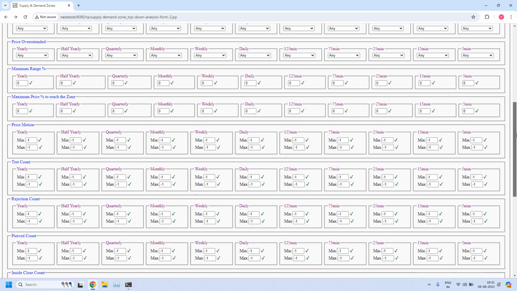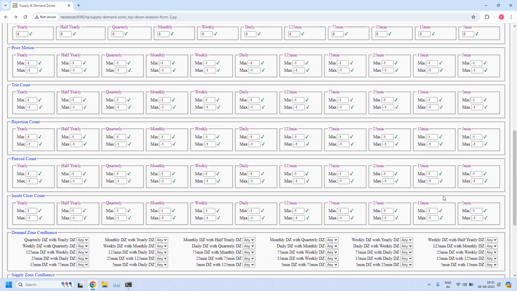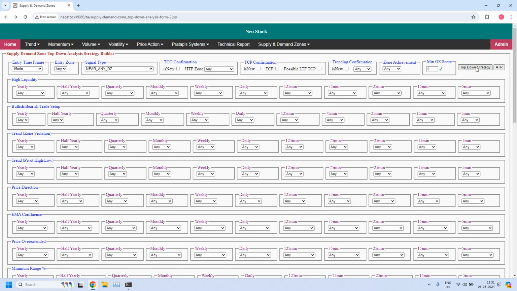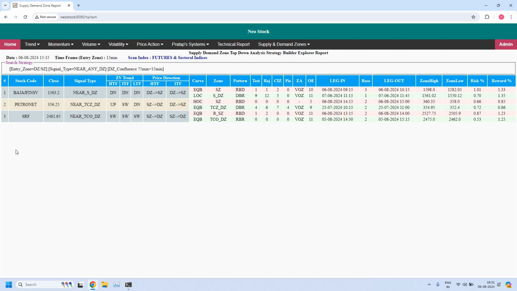So 15 minutes and 75 minutes zone confluence, let us check. So 15 minutes demand zone with 75 minutes demand zone. I am enabling. So out of 4, 3 stocks are having the zone confluence, but Petronet is already pierced, probably 4 times. That means below there could be a bull trap, a bear trap might be there.